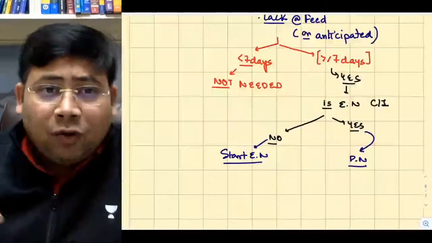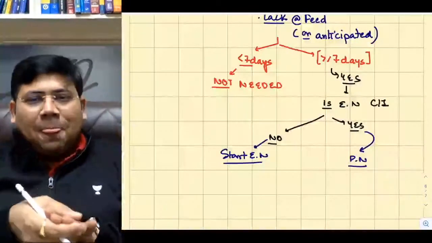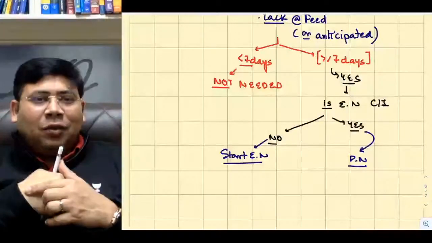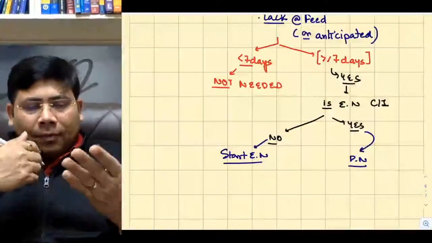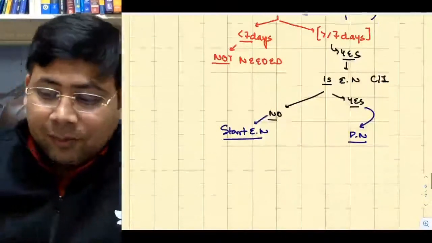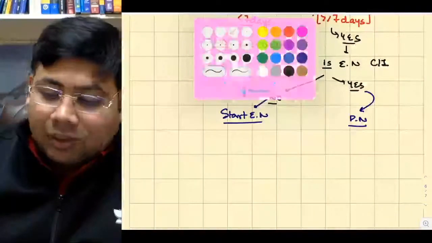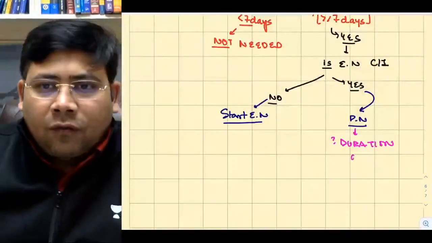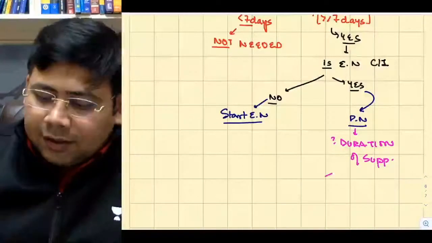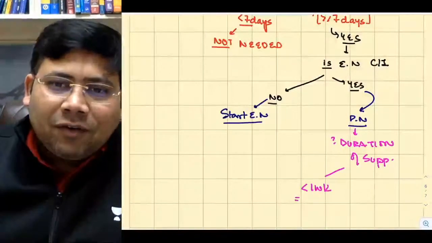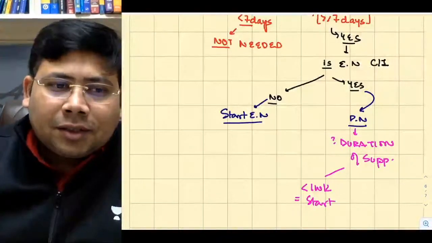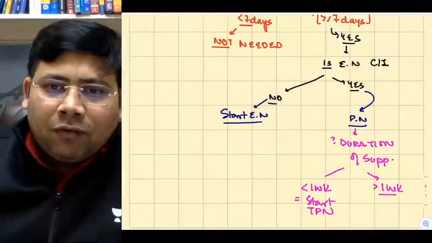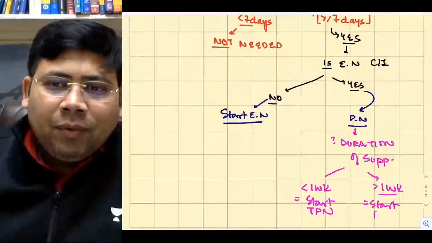Parenteral nutrition. Now here again you have to see whether you have to give parenteral nutrition for a longer span, then you choose the central venous route. If you want to give it via IV route, you can use a peripheral venous route, you can use a PPN there. So here again you need to ask yourself a question: duration of support. Answer could be less than 1 week. If it is less than 1 week, you start TPN. Great. If it is more than one week, you have to start what, students?